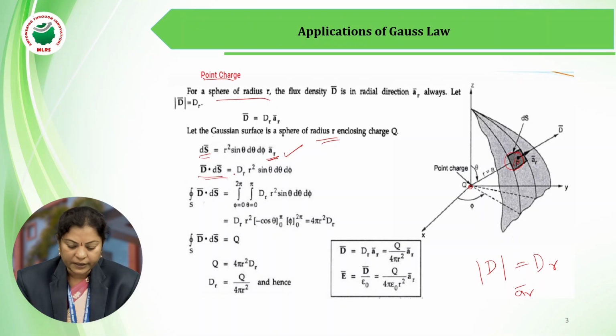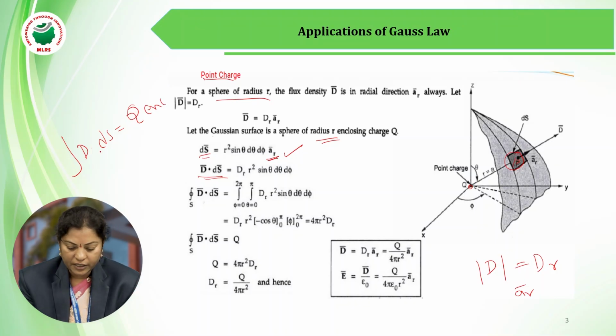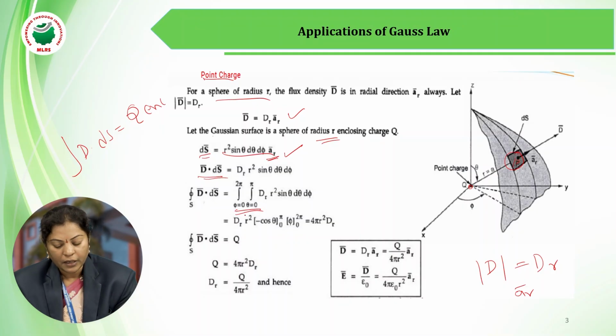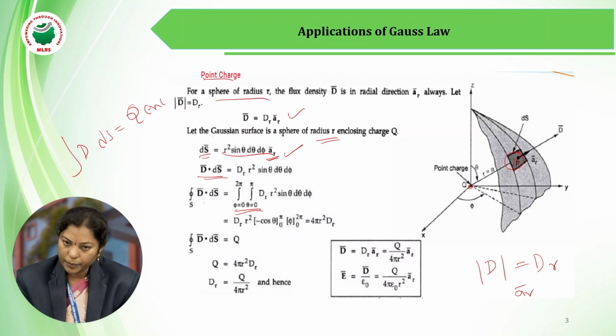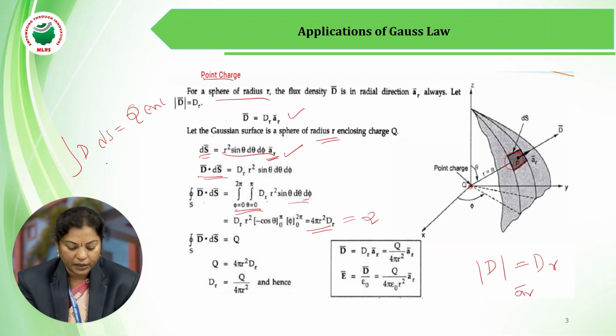So I am taking D dot dS. As per Gauss law, we know that D dot dS equals the total charge enclosed. D means Dr into ar, and dS is r square sine theta d theta d phi into ar. I am substituting this and integrating over the total surface. The ranges are theta from 0 to pi and phi from 0 to 2 pi. After integrating, we get the total D dot dS equal to 4 pi r square into Dr. As per Gauss law, this is equal to Q.